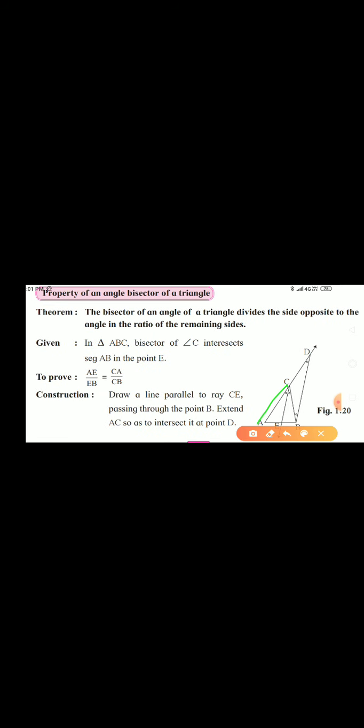Now the next point is that angle ACE is congruent to angle ECB. See in the figure, ACE and ECB are congruent because, as we know in the theorem, this ray is the bisector of angle ACB. So these two angles are equal because this is the bisector. It is given in the theorem that the ray CE intersects segment AB at point E. So ACE is equal to ECB.